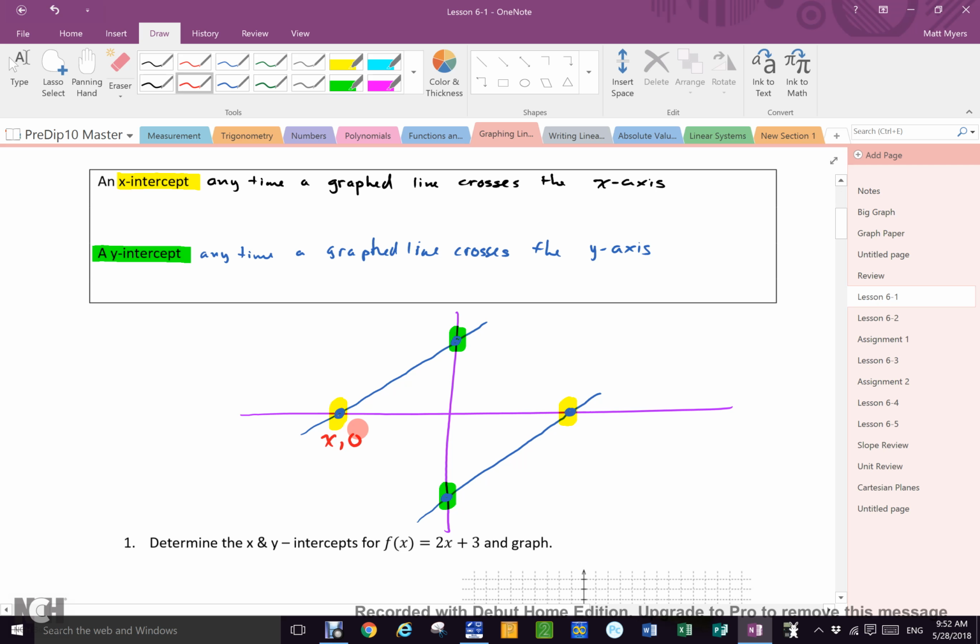Where is the other x-intercept? The other highlighted dot. What are its coordinates? X comma 0. If something happens twice in math, how often does it happen in math? Every single time. So an x-intercept must have what coordinates? X comma 0. Always.